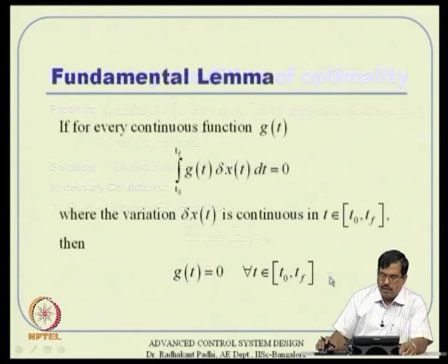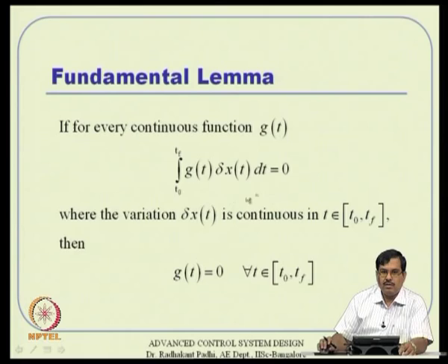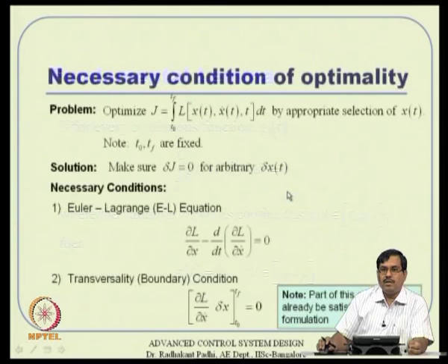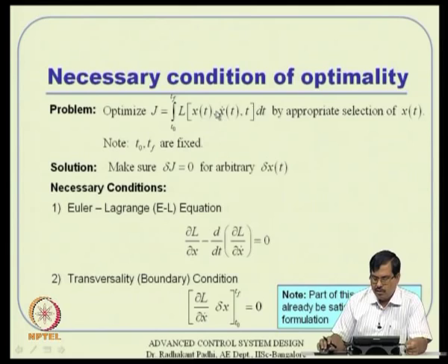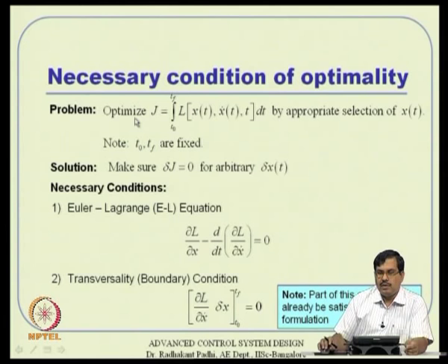Alright, so using this necessary condition and this fundamental theorem that you are seeing here, these necessary conditions of optimality can be derived. That means, if you pose a problem like this, where you need to optimize this cost functional J, which is given like this, where L is a function that you select for your optimization problem. Okay, so you want to optimize this J by appropriate selection of x of t, and we are considering here that t0 and tf are fixed values.